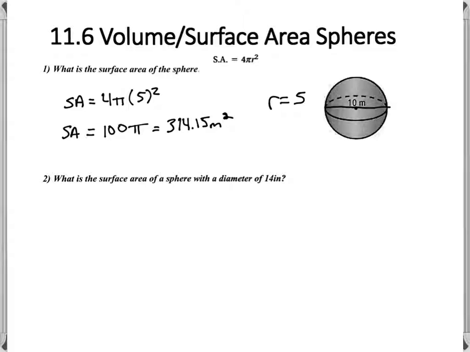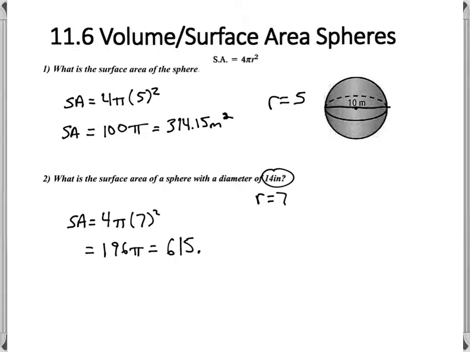Question 2, what is the surface area of a sphere with a diameter of 14 inches? Well, once again, they gave us the diameter and we need the radius. So we cut the 14 in half. So our radius is 7. So we're going to plug that into our formula. Surface area equals 4 pi times our radius squared. 7 squared is 49. 49 times 4 is 196. So our surface area is 196 pi, or if you multiply it out, 615.75 inches squared.